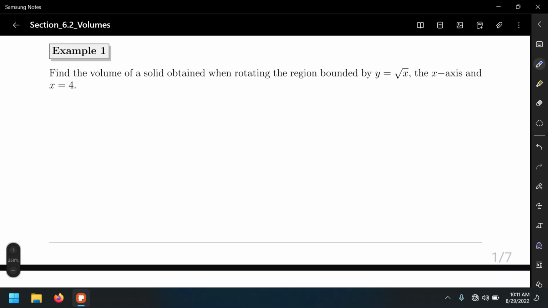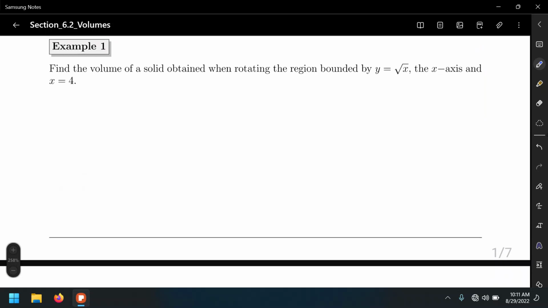All right, so let's have a look at one example. Just like last time, we're going to warm up with one example in which we are given everything. So they're giving us the function that we will rotate. They're giving us the bounds, so we don't have to find anything. So I think this is a good one to start with. Okay, so let's draw the Cartesian plane and plot the region. So they're asking us to find the volume of a solid obtained when rotating the region bounded by y equals the square root of x. And well, let's draw the graph of the square root of x, which looks like this.